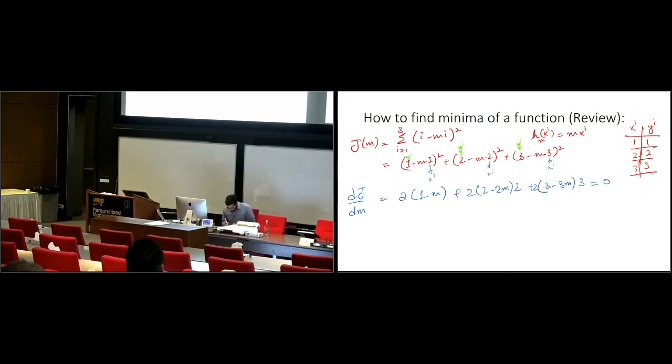Okay. So we just collect terms. So this is 2 minus 2m plus 4 minus 4m. Sorry, 2 times 2, that is 8 minus 8m, plus 6 times 3, 18 minus 18m, is equal to 0. I could have taken 2 out, but it's fine. You can write it like this. So 2 plus 8 plus 18 is 28, minus (2 plus 8 plus 18) m, which is 28m, is equal to 0, and m is equal to 28 divided by 28, which is 1.